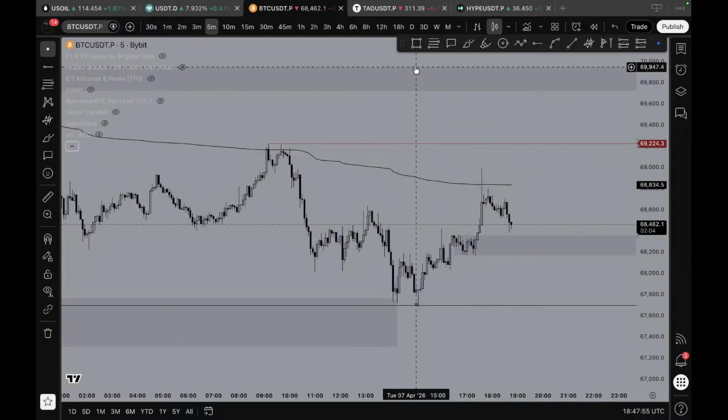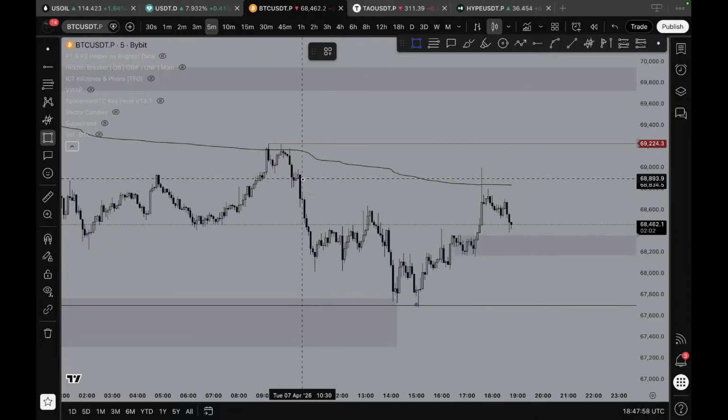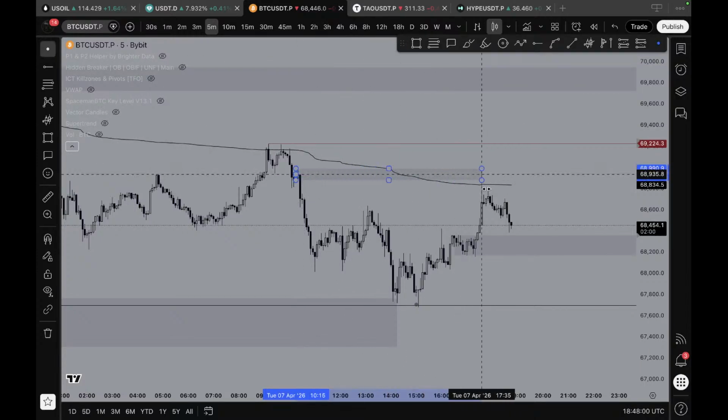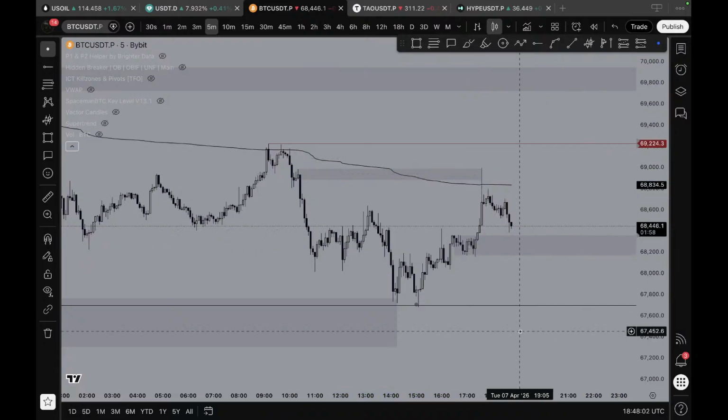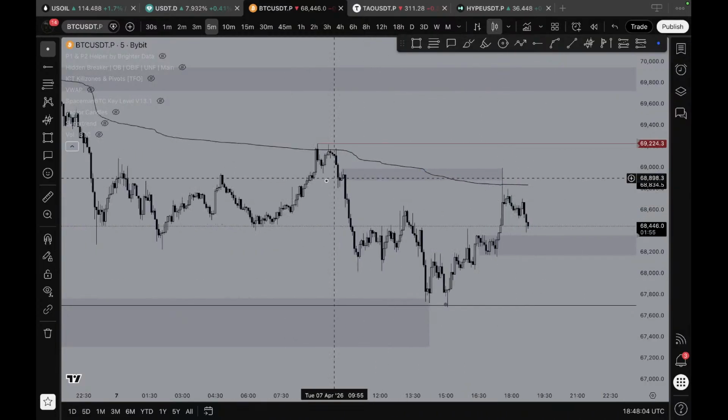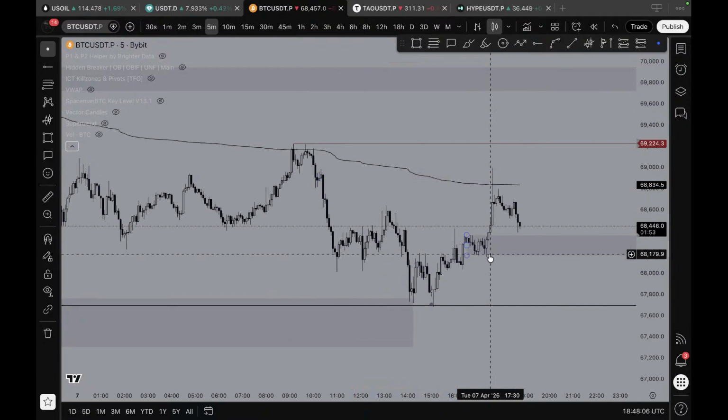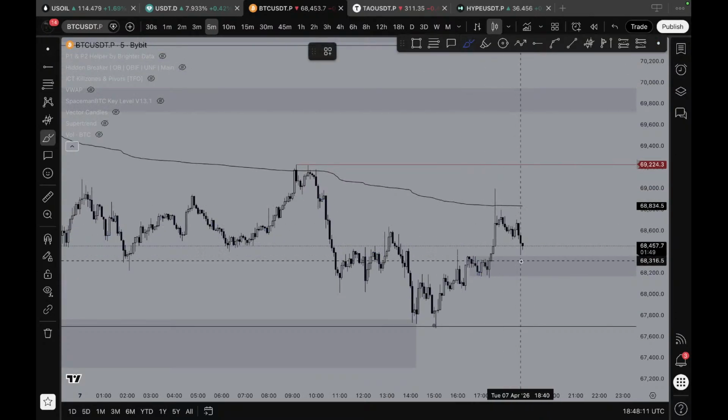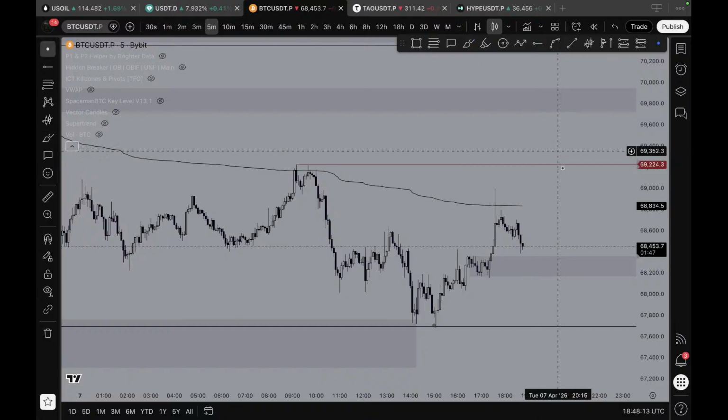This wick could be, for example, to mitigate this little supply zone before continuing down with the overall downtrend. Could be. Could also just be that this goes from here back up higher.